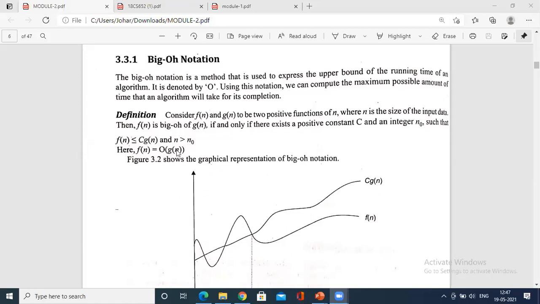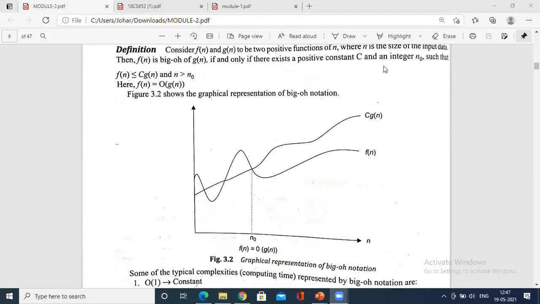Always g of n is greater here, c of g of n. So you have to remember this graph. So that is f of n equals big O of g of n. This is mandatory for the exam that you have to write this graph along the x-axis. N is plotting. So where it is, you have the values n0, n1, n2.